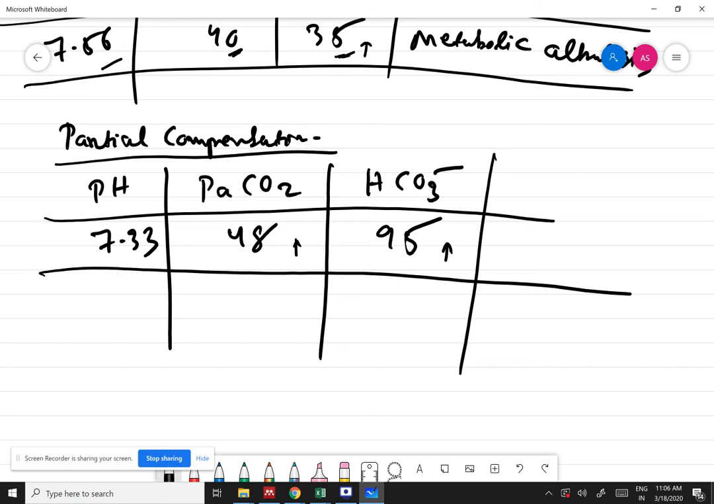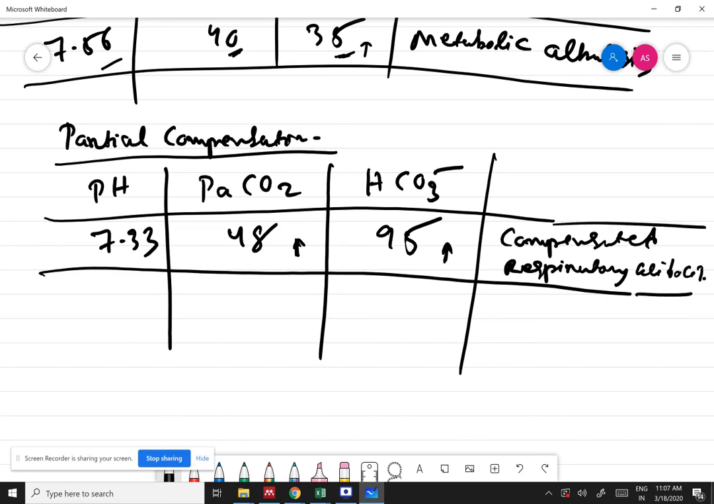So what has happened is PaCO2 has become elevated due to non-performance of the respiratory system, causing respiratory acidosis, because of which, to compensate for this, HCO3 minus has started going up. So this is compensated respiratory acidosis.